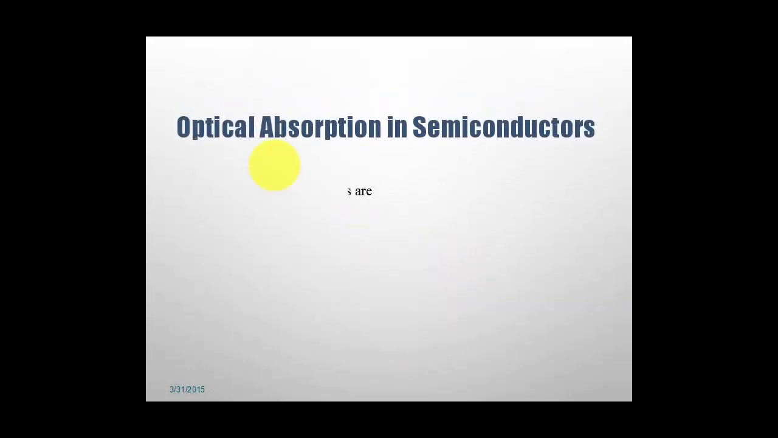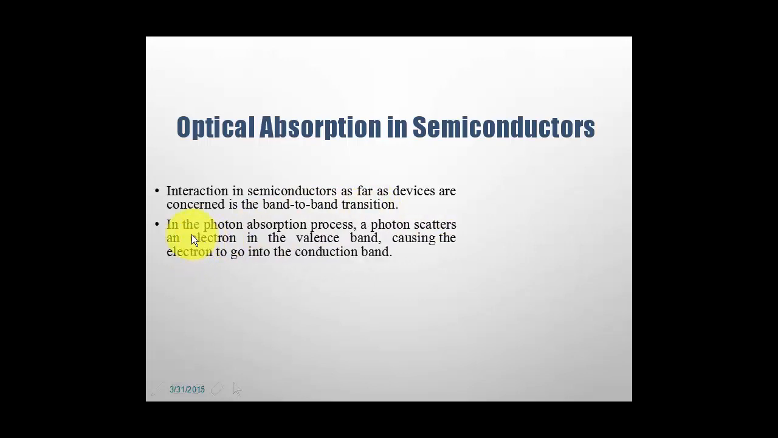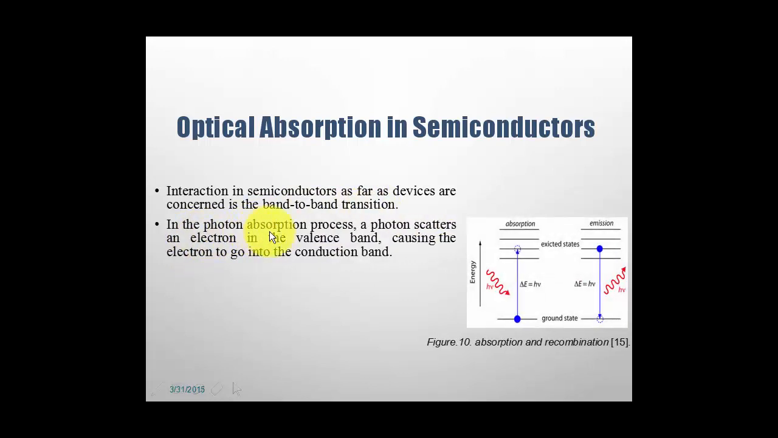Optical absorption in a semiconductor. Interaction in the semiconductor, as far as the devices are concerned, and the band-to-band transitions, the photon absorption process: a photon scatters an electron in the valence band, causing the electron to go into the conduction band. These two processes are very obvious and important for light detection.